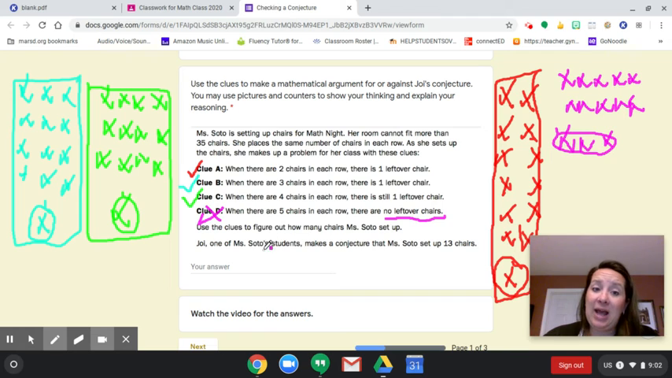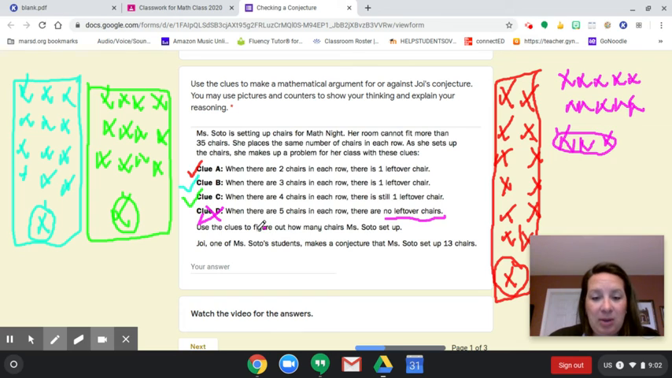So when the question asks you if Joy's conjecture is correct, Joy's conjecture is not correct. So you need to use that good old pencil and paper, and you need to find out what number is correct.